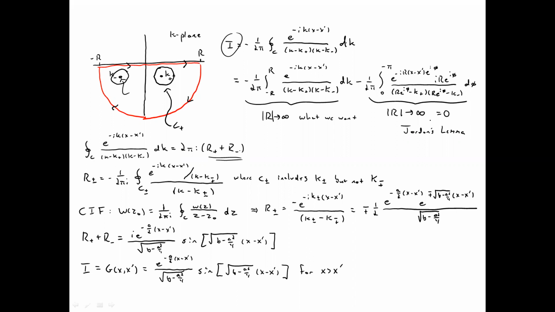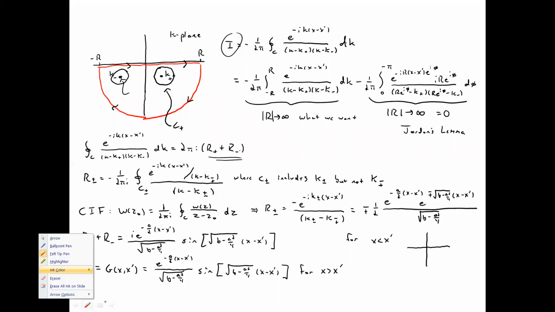X is less than x prime. Oh, I know what we can do. If x is less than x prime, I promise I will figure that out and fix it. Then we can use a different contour, where we go from minus r to r, and then we go in the upper half plane.